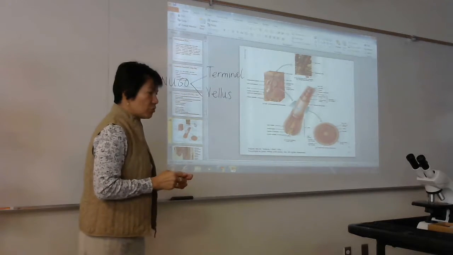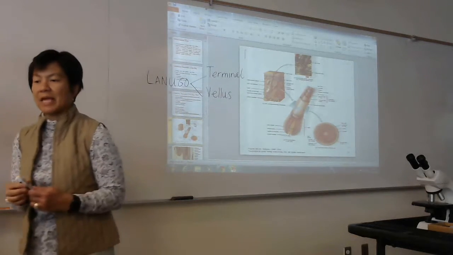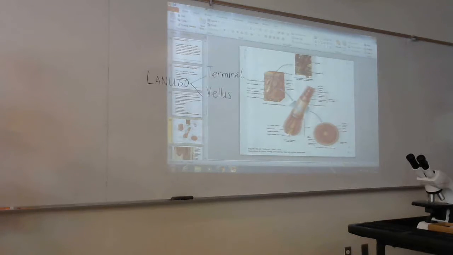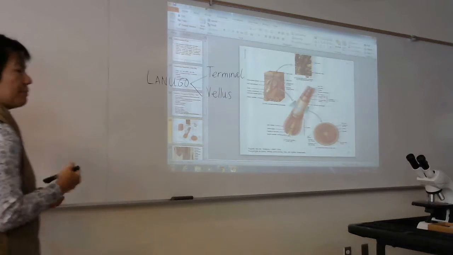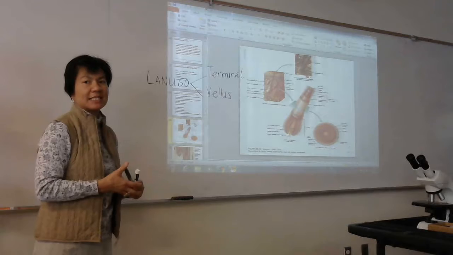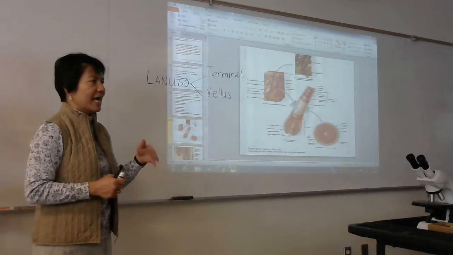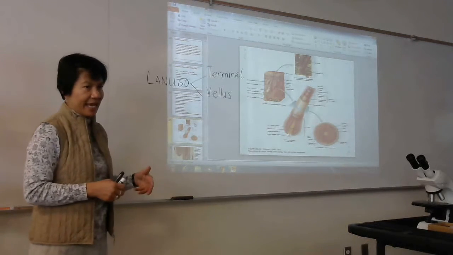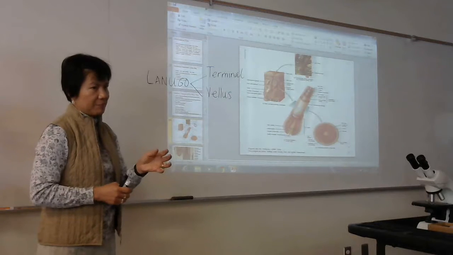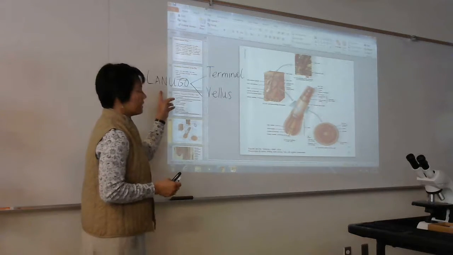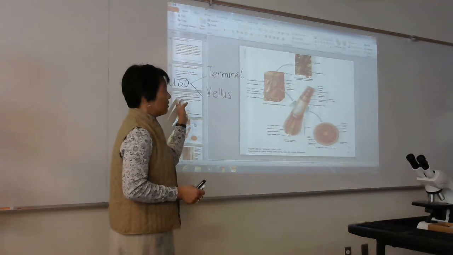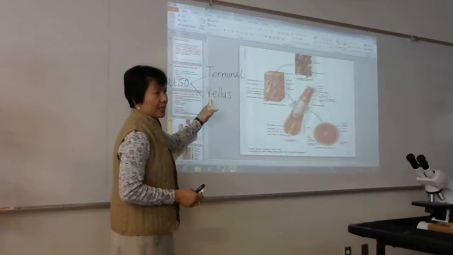So, lanugo is the hair that covers the baby when the baby is born. You familiar with the lanugo? Have you ever seen the newborn baby, right? They have that. It's referred to as the downy hair that covers your baby. And then, once the baby is born, the lanugo converts to terminal or vellus.